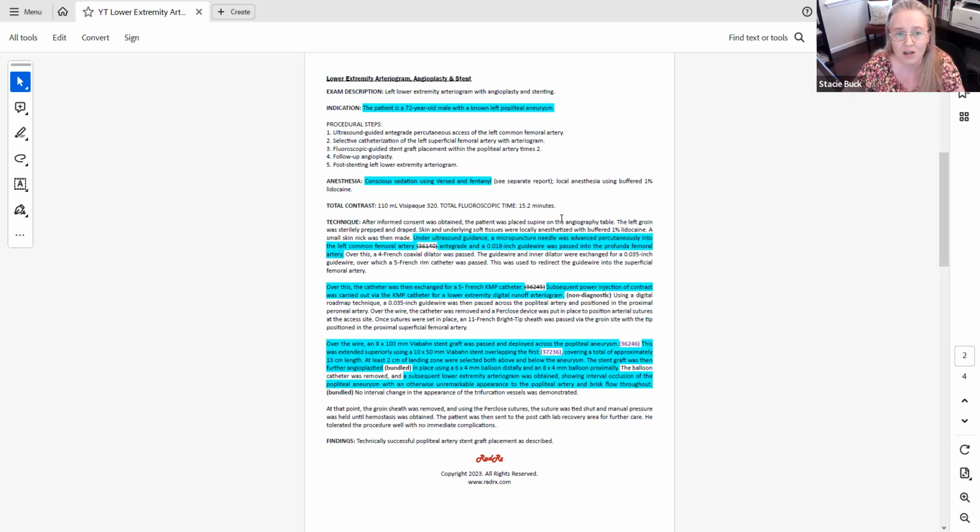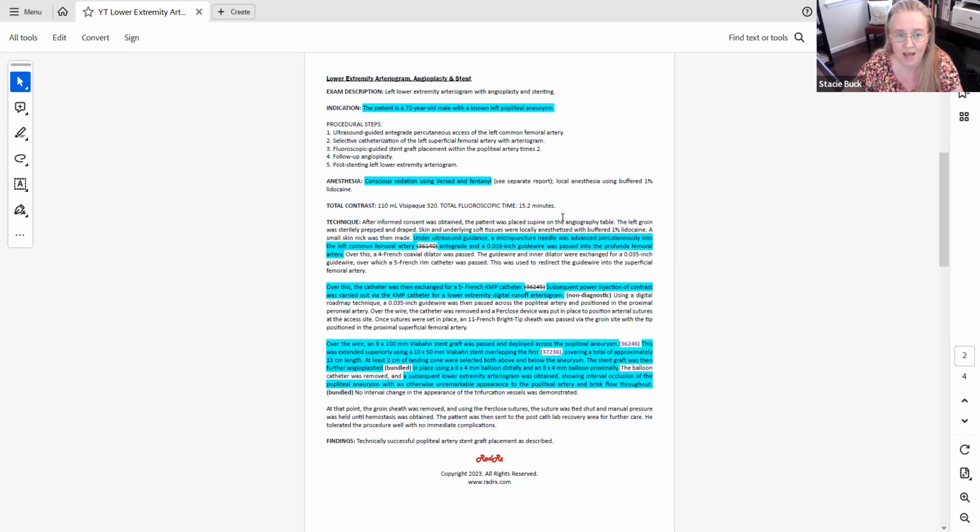So first, the physician had ultrasound-guided percutaneous access of the left common femoral artery. So we know we're going to have some documentation to look for there to report code 76937. Also, we see the superficial femoral artery being catheterized with arteriogram. And then there's a stent graft placement into the popliteal artery. We have some follow-up angioplasty, and then we have a post-stent left lower extremity arteriogram.